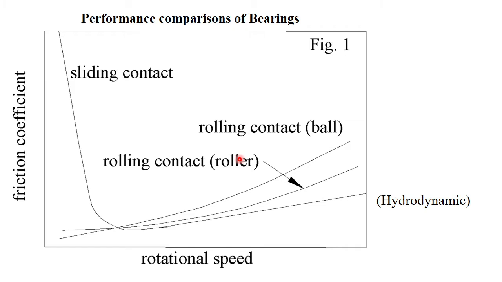Now you see what is given here is friction coefficient versus rotational speed. Now in hydrodynamic bearing, at relatively lower rotational speed, the friction coefficient is quite high. But when the rotational speed is quite high, beyond this region, the friction coefficient of a hydrodynamic bearing is lower than that of rolling contact bearing.